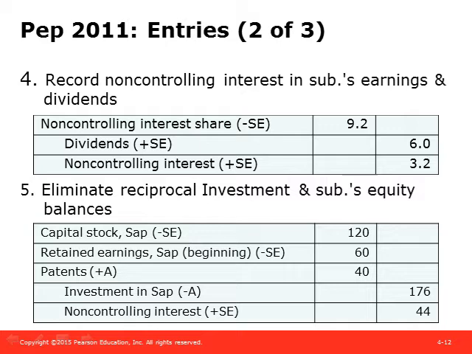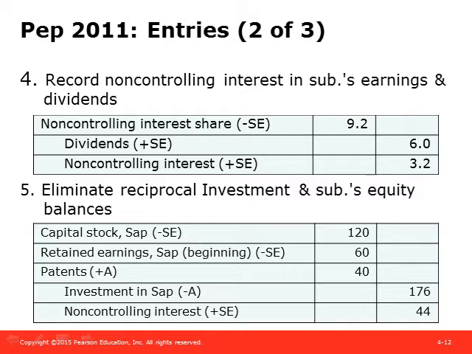Then our next step is to eliminate the reciprocal investment and sub's equity balances. And this we're doing, again, in PEP, so that we aren't double counting assets and liabilities in consolidation. So we remove the 120K from capital stock, which is sitting in SAP's books. We remove the 60K that's sitting in retained earnings on SAP in order to accommodate what's sitting on SAP's books. And we remove the patents, which we calculated as being the difference, if you recall, earlier on.